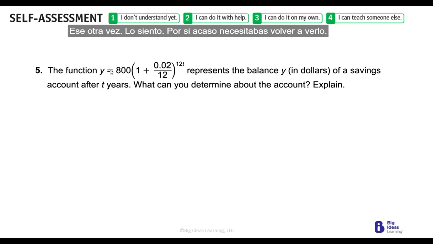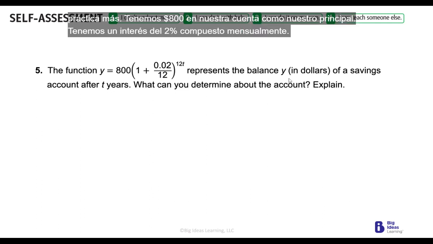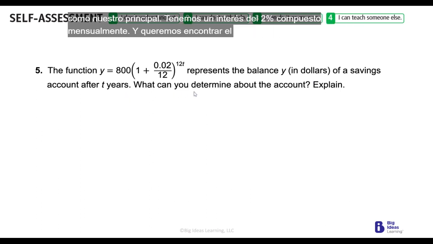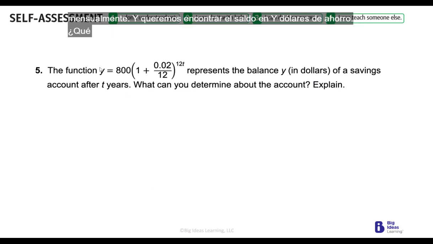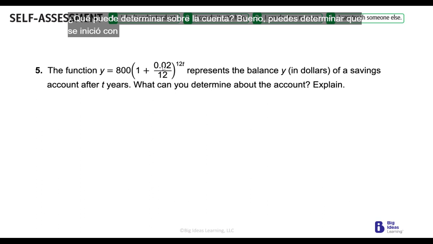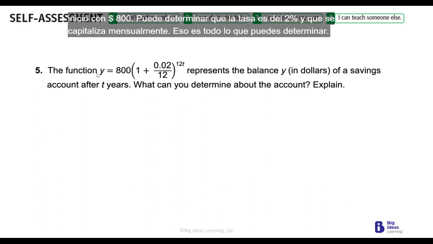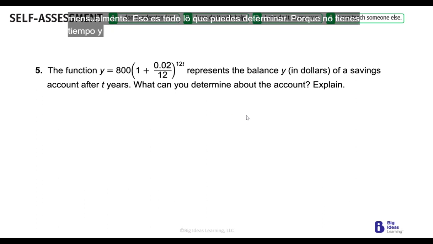So here we have one more practice. We have $800 in our account as our principal. We have 2% interest compounded monthly. And we want to find the balance in Y dollars of savings. What can you determine about the account? Well, you can determine that it was started with $800. You can determine that the rate is 2% and that it is compounded monthly. That's about all you can determine because you don't have time and you don't have the final outcome. But that's a lot to know.